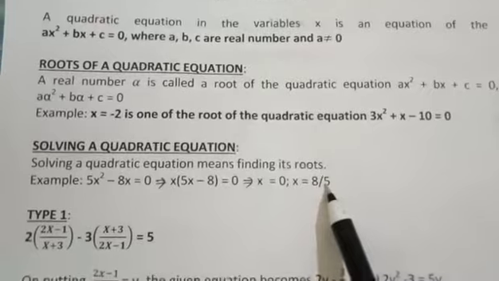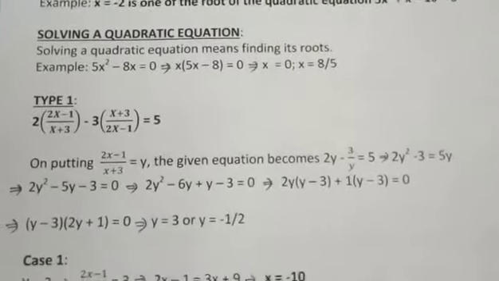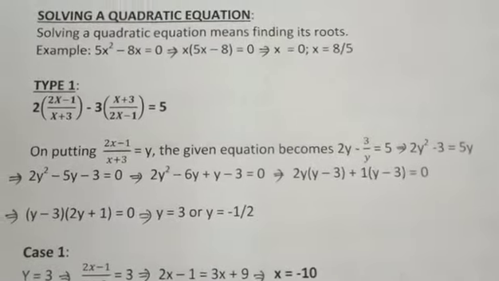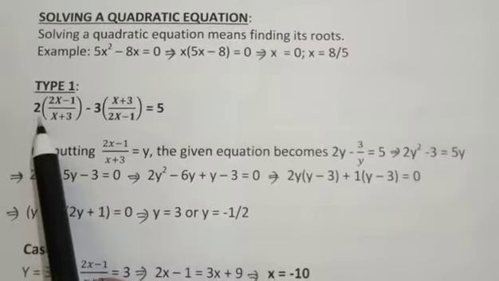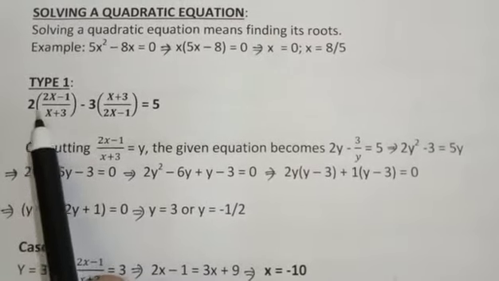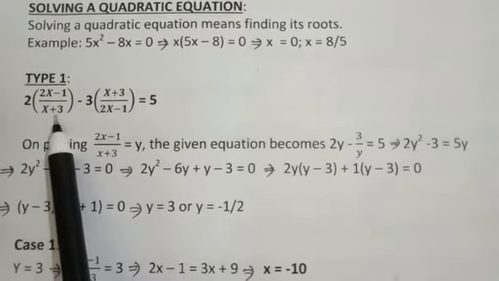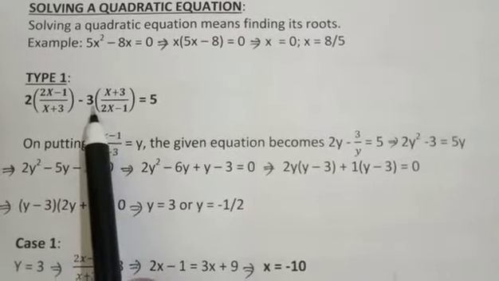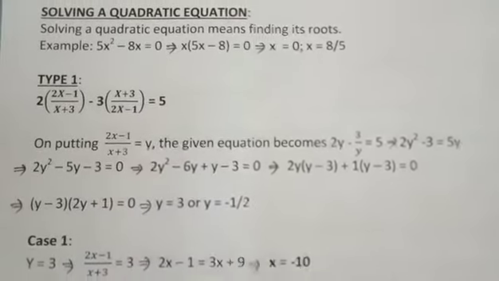Now coming to the solving part, how we can solve a quadratic equation. Today I am going to take up some typical types of questions. Type number 1 is here, and the question is 2(2x - 1)/(x + 3) - 3(x + 3)/(2x - 1) = 5.